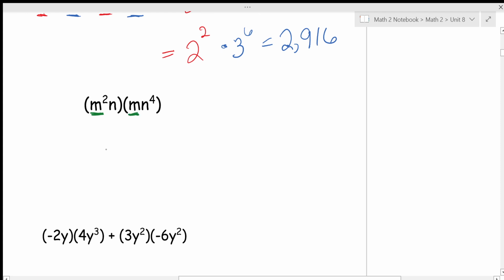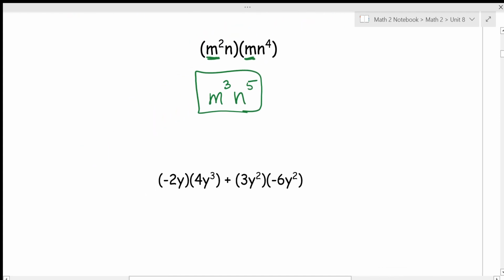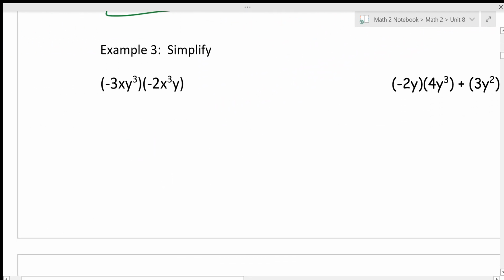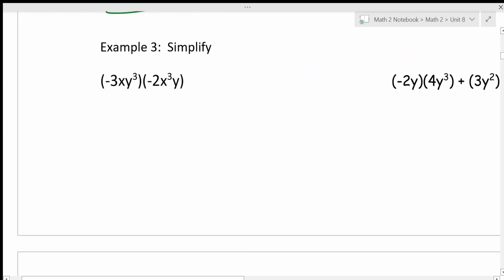m to the second times m to the third, and n to the fifth times n to the fourth. Example 3. Again, we're going to take our coefficients and multiply them together, and then our like terms and combine them, multiply them together.